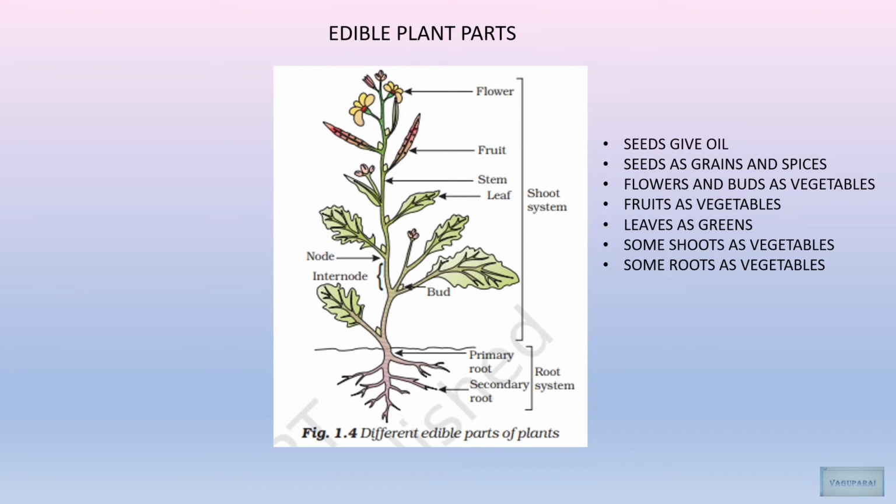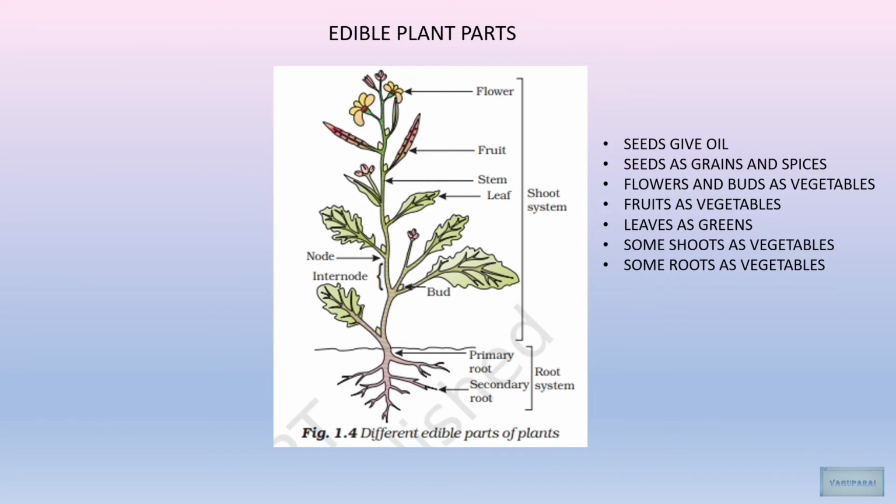Flower, fruit, stem, leaf, bud, etc. fall under the shoot system, and primary roots and secondary roots, etc. fall under the root system. Now, to the right, I have a list which shows the different parts of the plant and how they are used in our food.